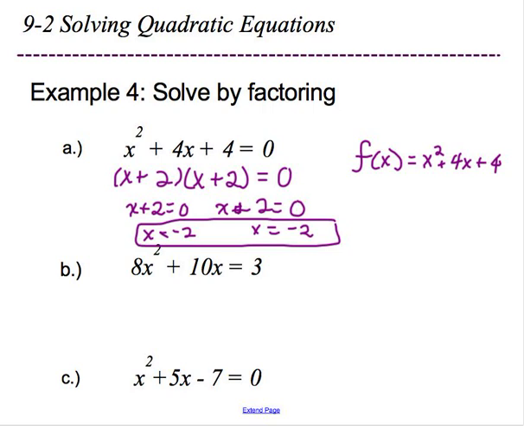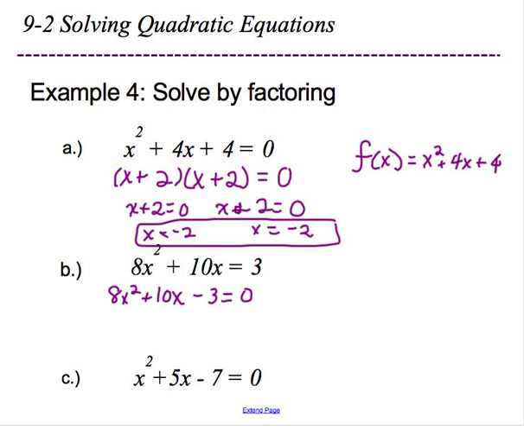So let's look at this one. First what we do is get our equations equal to 0. So we need 8x squared plus 10x, and then minus 3 equals 0. So get it equal to 0, and then we factor. That's our first step to solve by factoring: get the equation equal to 0. This one already was. So here we have it equals 0.